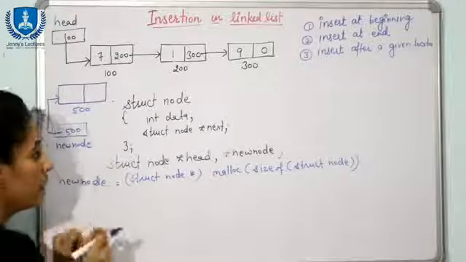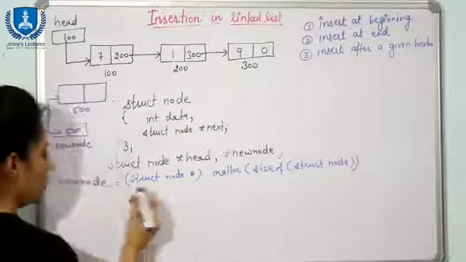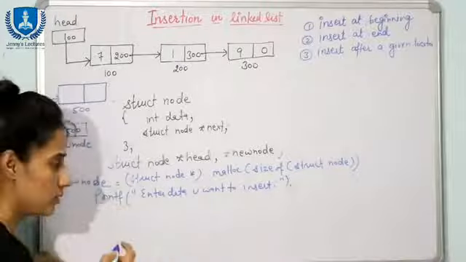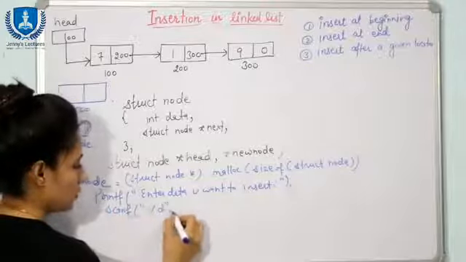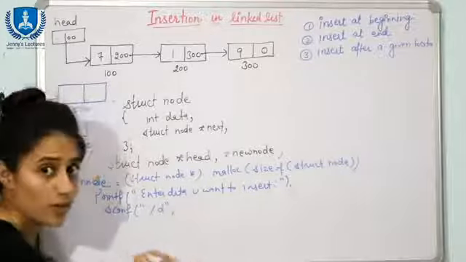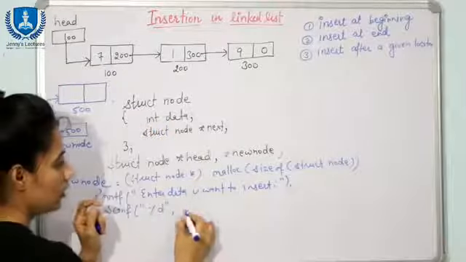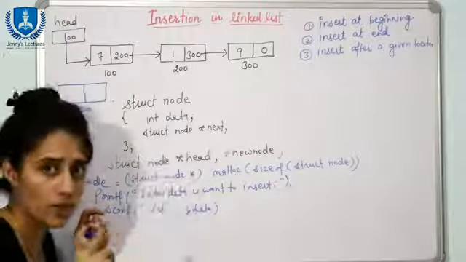Fine. Now whatever value you want to insert, you will ask from the user. So here you can write printf, enter data you want to insert, and how you will take the input using scanf function. Format specifier is %d, and here how to access? You cannot directly access address of data, right? Because we cannot directly access the structure member like this.